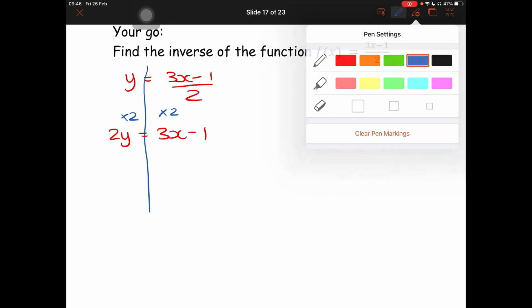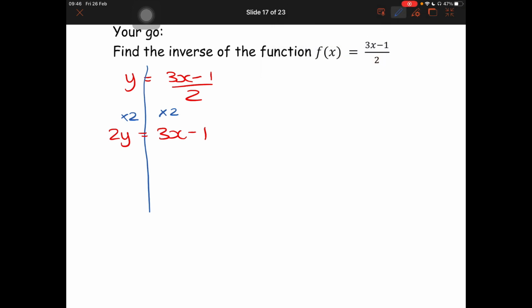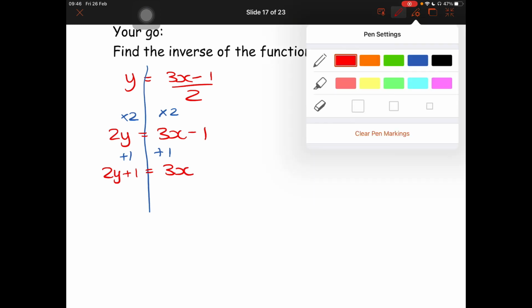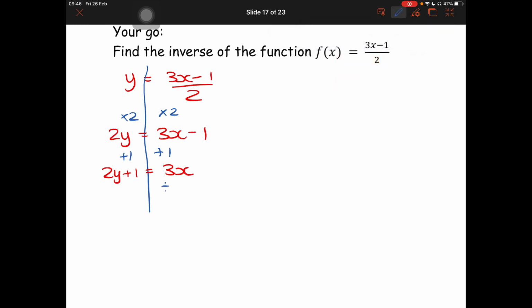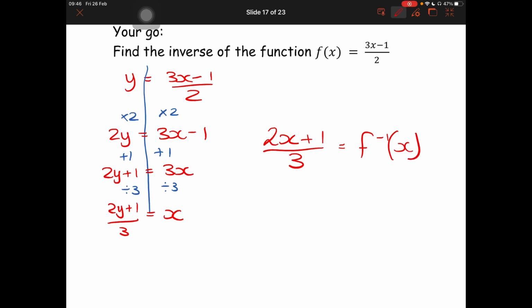Now I can balance the rest as I have done previously. Opposite of subtracting 1 is to add 1. So we'll have 2y plus 1 equals 3x. Inverse of times in by 3 is to divide by 3. So we will have 2y plus 1 over 3 equals x. Final step, y becomes x. X becomes f to the minus 1 of x.